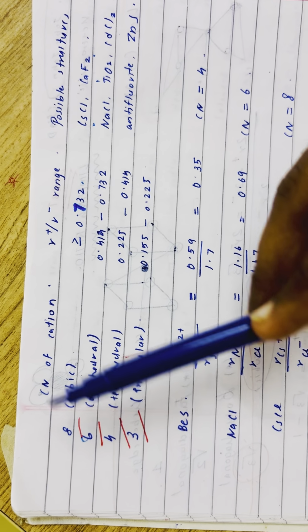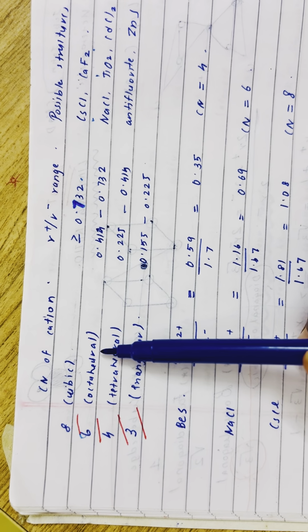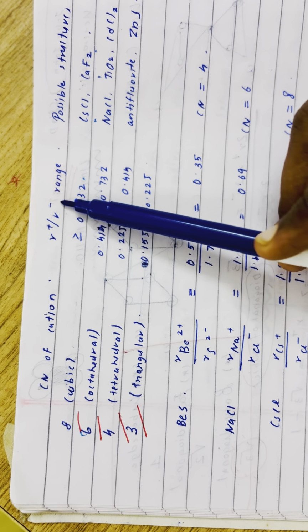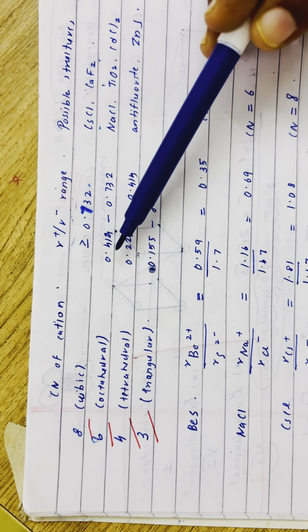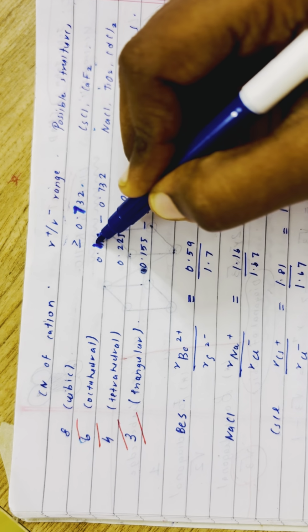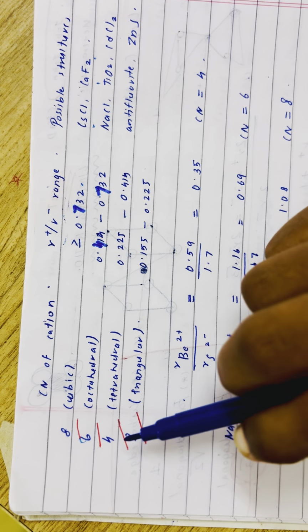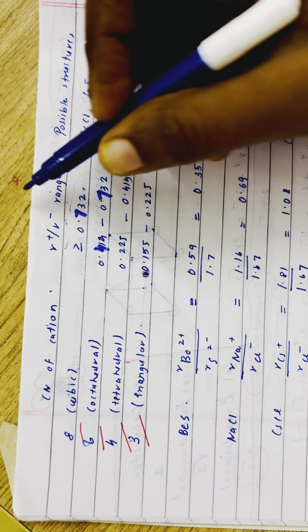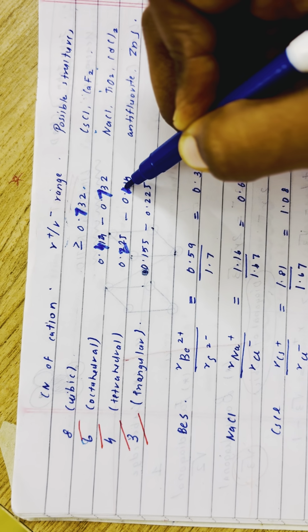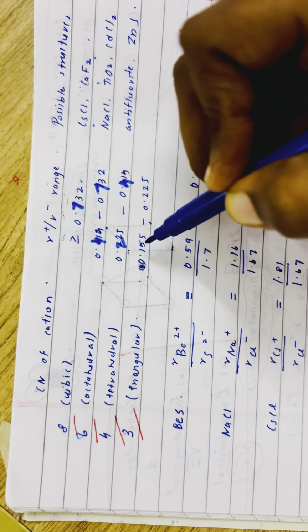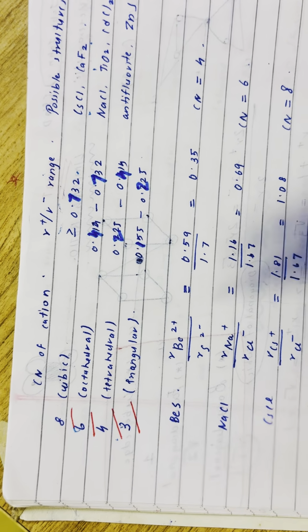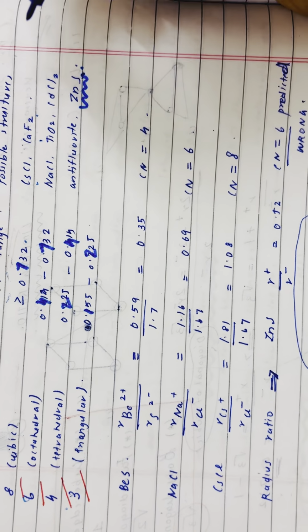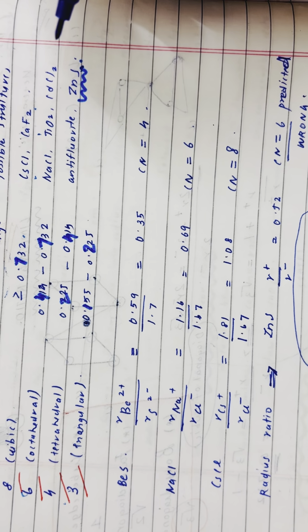And if the coordination number is 6, the possible structure is octahedral. What is this R plus to R minus? It is nothing but the rho, right? That is 0.4 to 0.7. If the coordination number is 4 and this range is between 0.2 to 0.4, then it is tetrahedral. If it is from 0.1 to 0.2, it is triangular. For tetrahedral, we have zinc blende and anti-fluorite structure.